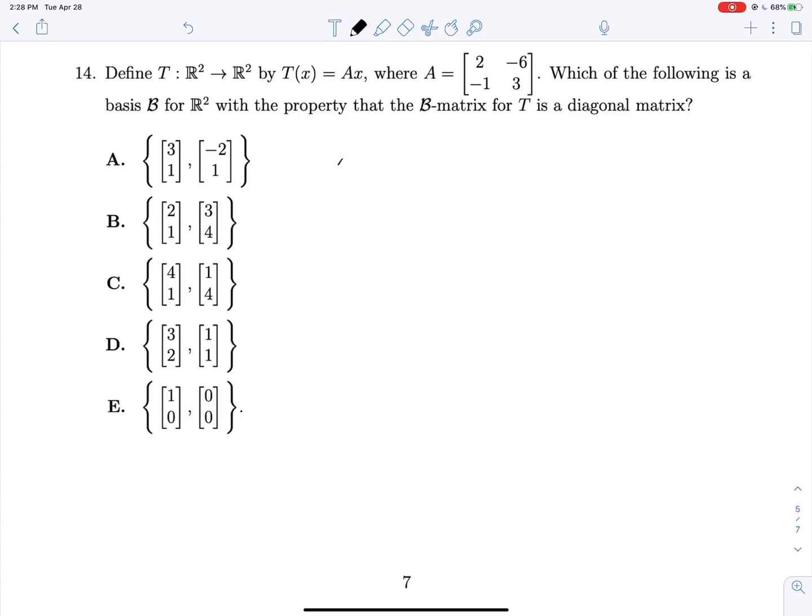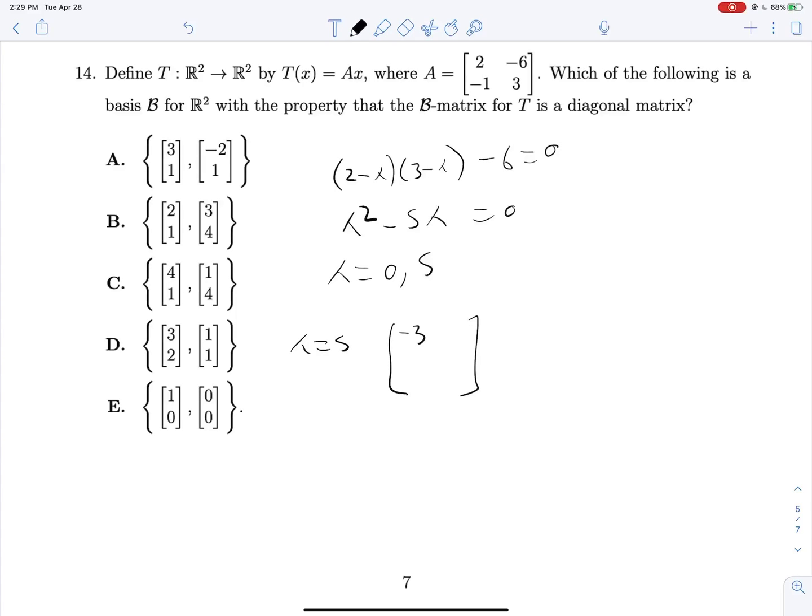So we're solving (2 minus lambda) multiplied by (3 minus lambda) minus 6 is equal to 0. Lambda squared minus 5 lambda is equal to 0. Lambda is equal to 0 and 5. So for lambda equal to 5, A minus lambda I will become [-3, -6; -1, -3], simplifying down to [1, 3; 0, 0], and so we get an eigenvector of (-3, 1).